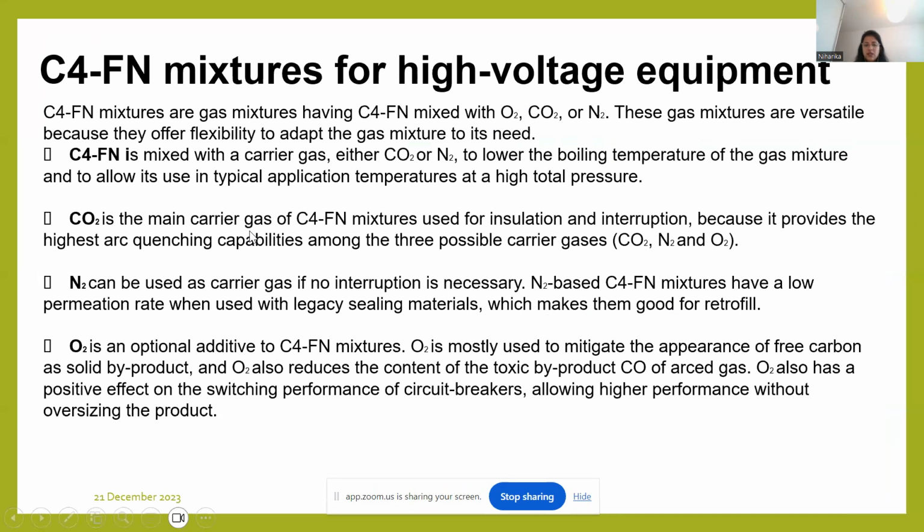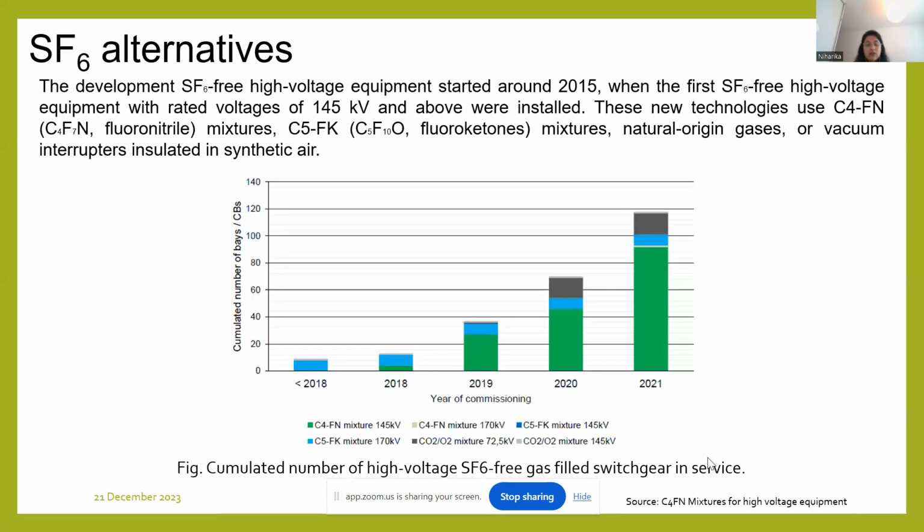So CO2 is mainly the carrier gas used for the insulation and interruption, and it provides the highest arc quenching capabilities. N2 is not really used for the interruption, but the mixtures have a low permeation rate when compared to CO2, and so it's also a good alternative. O2 is also used in combination with CO2 to eliminate the appearance of free carbon solid byproducts which are produced when CO2 is used with the C4FN mixtures.